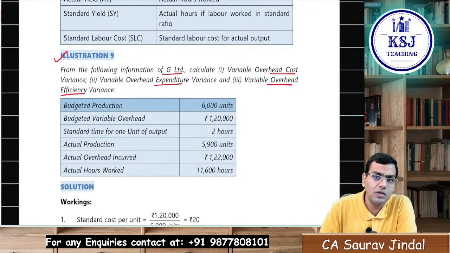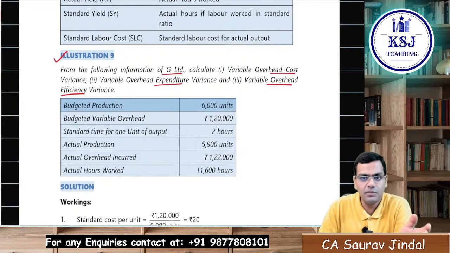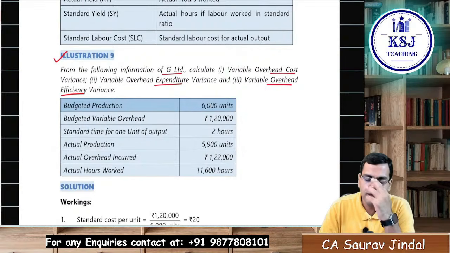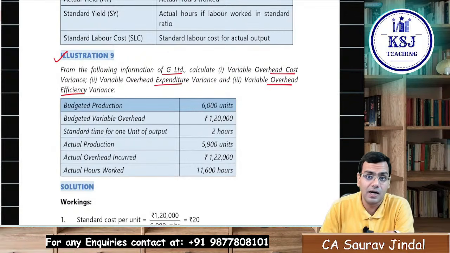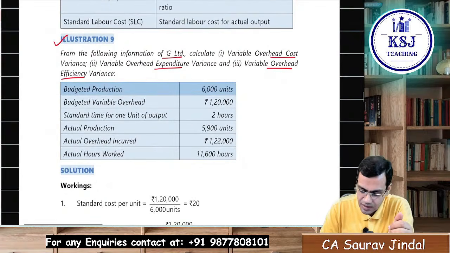Now, when we talk about the overheads, whether it is the variable overhead or the fixed overhead, in terms of standard costing, these overheads can be absorbed either on the basis of material quantity or on the basis of labor hours. 99% of the times, these are absorbed on the basis of labor hours, right? So this variable overhead is almost similar to the labor variances. Let's see what is there.